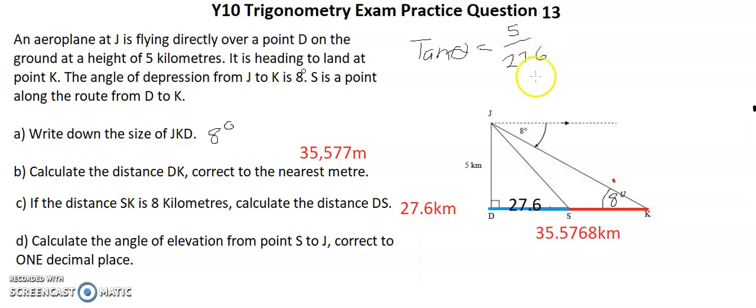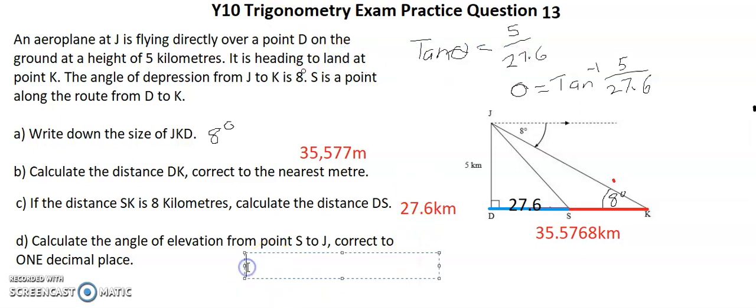So it's 27.6. I then want to get the angle by itself, so I do the inverse of tan. So the inverse of tan, 5 over 27.6. That is equal to the degrees, which is 10.26. 10.26 degrees. I'll round it because that's correct to 1 decimal place. So it's 10.3 degrees.